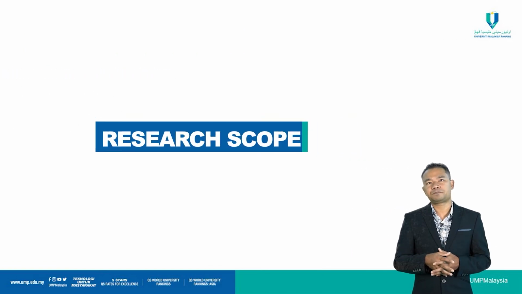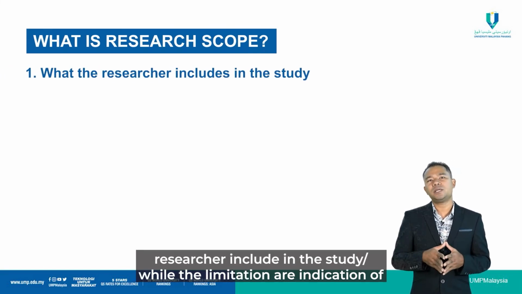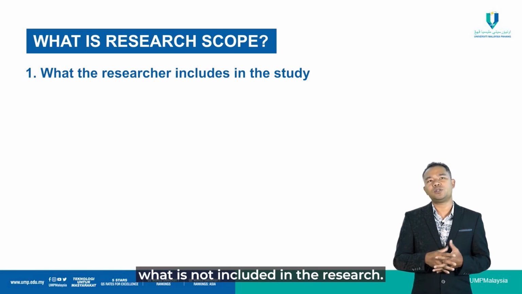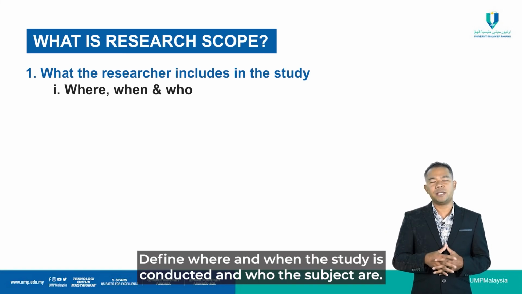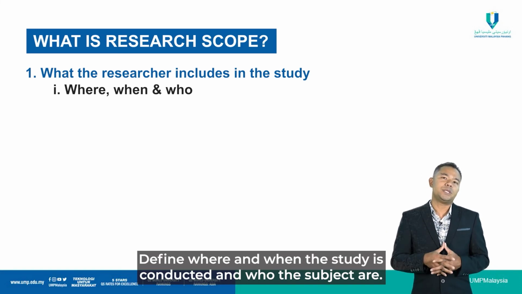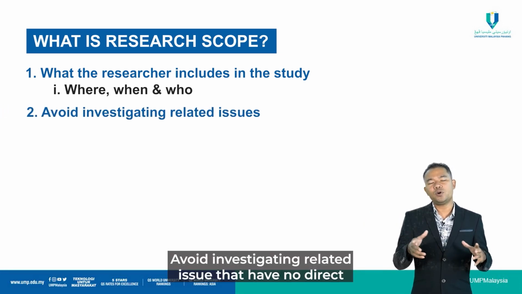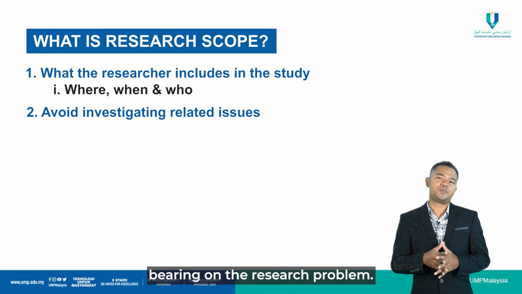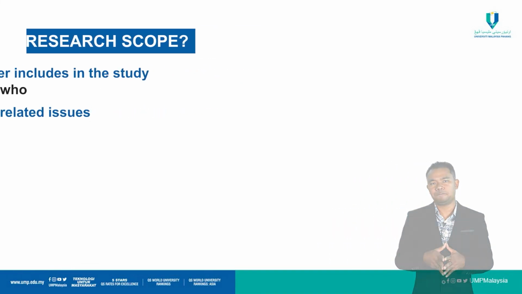Research scope. What is the research scope? The scope of the research indicates what the research includes in the study, while the limitations are an indication of what is not included in the research. Define where and when the study is conducted and who the subjects are. Avoid investigating related issues that have no direct bearing on the research problem. It deals with the extent of the study to be made.